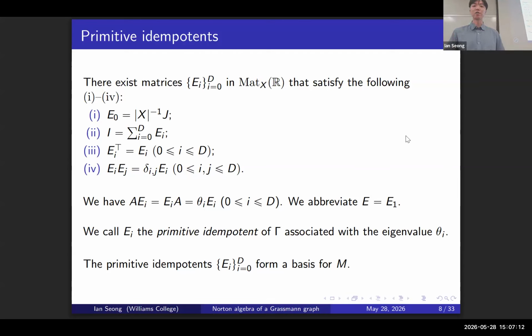Okay, and of course, like we always do, we're going to abbreviate E to mean E sub 1. We call E_i the primitive idempotent of gamma that is associated with the eigenvalue theta_i, and it has the name because if we apply E_i twice, then we're just projecting twice, and that is not that different from just projecting once. Another fact about the primitive idempotents is that these guys form a basis for the Bose-Mesner algebra M.